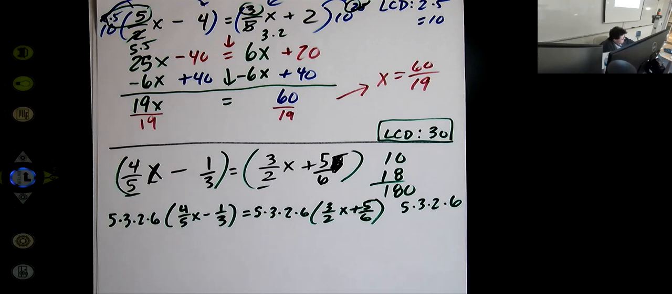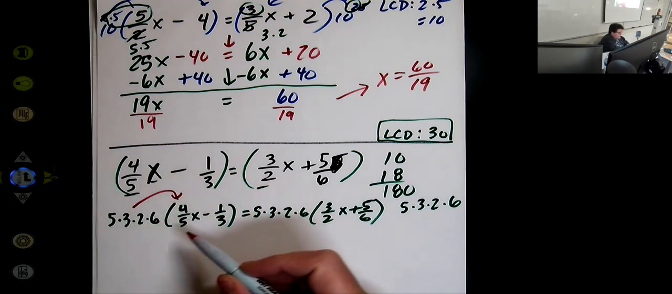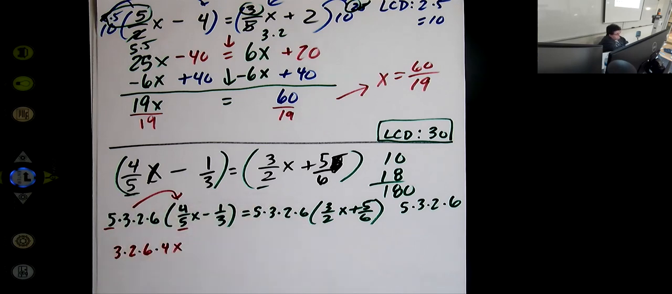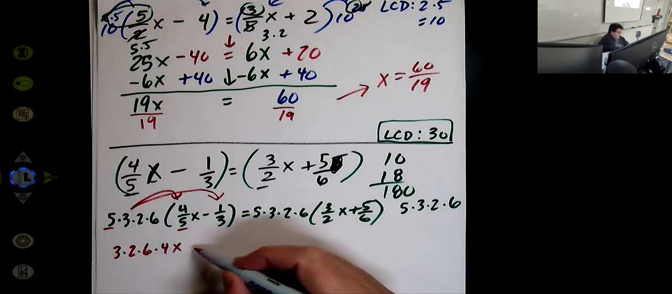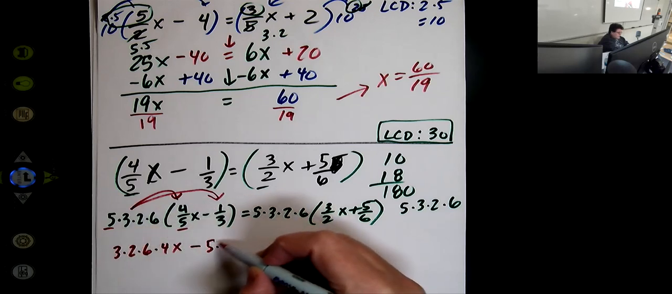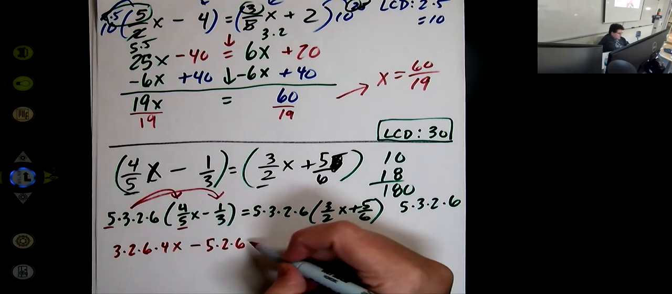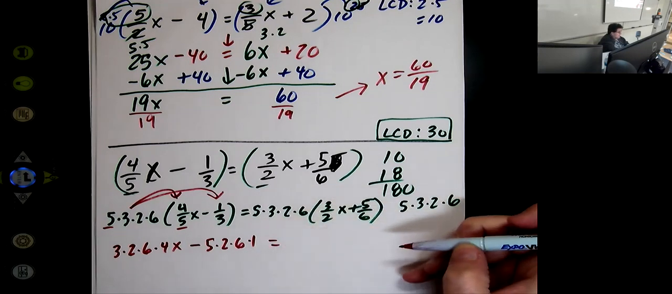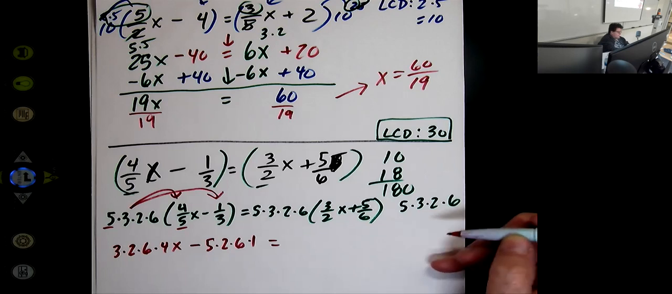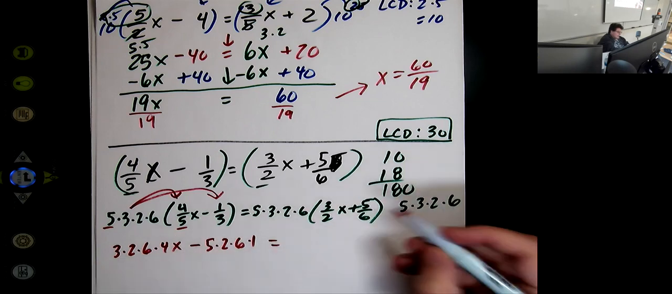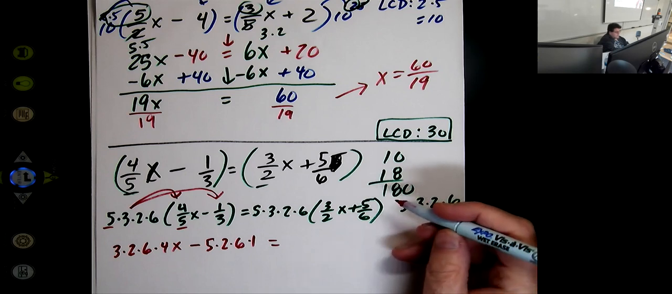The reason why is when I distribute like this, I can see what I just need to multiply here. If I distribute to this one, the 5s go away, and I'm left with 3 times 2 times 6 times 4x. And then when I do it to the 1/3, the 3 cancels out. I have minus 5 times 2 times 6, times 1, but the 1 doesn't change anything. This is how I would do it if I just multiplied through by all the denominators and did not find the lowest common denominator, because it makes the following steps easier. This is easier to do in a calculator than other stuff. Sometimes you don't need the calculator, but in this case, I would.